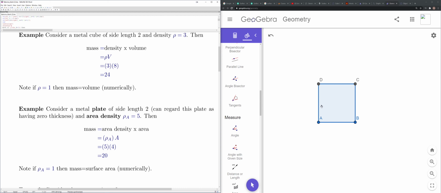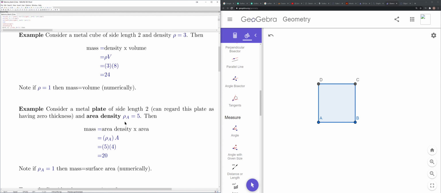And to get the mass of the metal plate, the mass would be the area density times the total area. And what's the total area here? The side length here is 2, so the area of this square metal plate is 2 by 2, which is 4. So the mass of this metal plate would be area density, which I'm saying is 5, times the area, which is 4. So the mass of this metal plate would be 20.